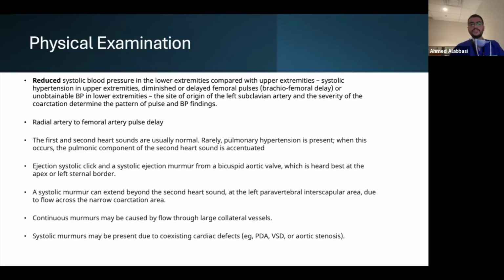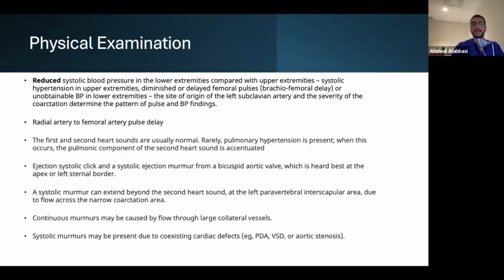The first of which is usually reduced systolic blood pressure in the lower extremities when you're comparing it with the upper extremities. So you get systolic hypertension in the upper extremities, and you can even get unobtainable blood pressure in the lower extremities. This usually manifests as delayed or diminished femoral pulses, so you'll get a brachiofemoral delay. And the site of origin of the left subclavian may actually affect the severity of the radiofemoral delay or the pulse findings.